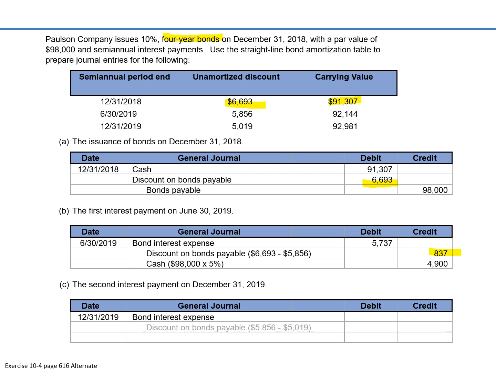And our second payment's going to be exactly the same, right?